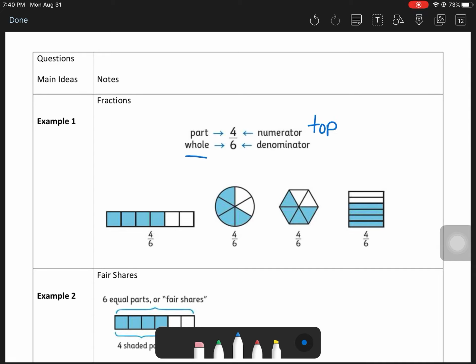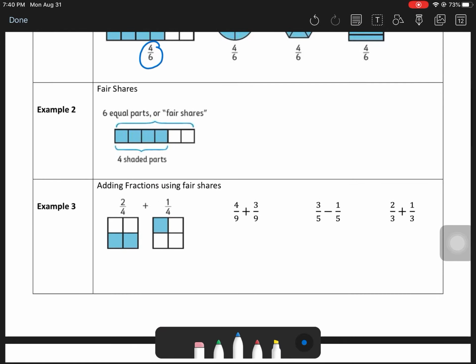So how many parts are in the whole? And the top number is telling us how many parts we are concerned with. So for example, when we have the fraction 4/6, the whole figure, whether rectangle, circle, etc., is divided into 6 pieces, but we only have 4 of them being shaded. So that's the part that is the numerator. This is called parts or fair shares. The whole is how many fair shares we've divided our figure into, and the 4 is the shaded parts.